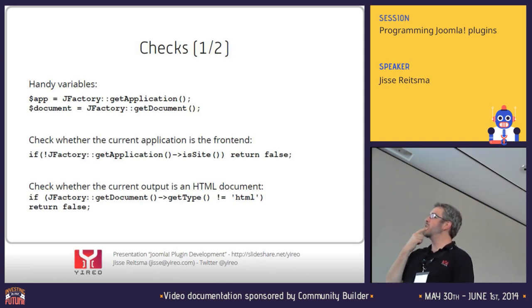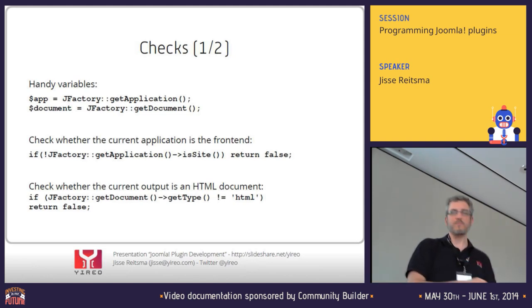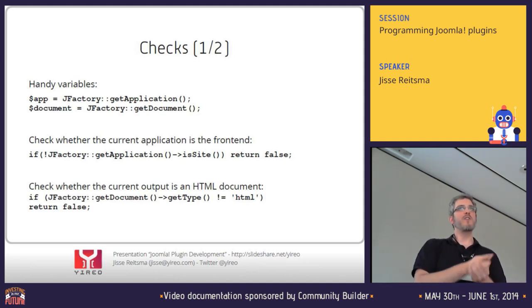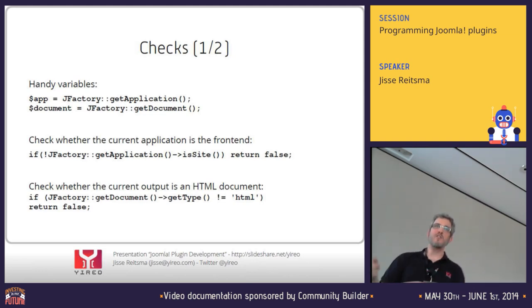Another check, which is a little bit more difficult, is when the document being handled by Joomla is not HTML. Normally, you're expecting the Joomla frontend to be served as an HTML document, so a web page to the browsers. But there are different types of documents as well. Another type is the RSS document. And there could be different types like a PDF document, an RSS document, that's the one I mentioned, a JSON document.